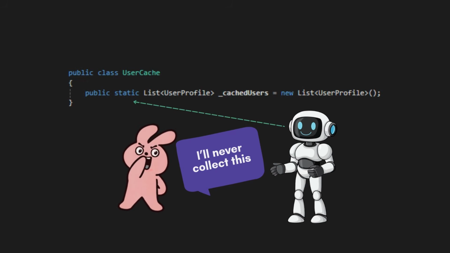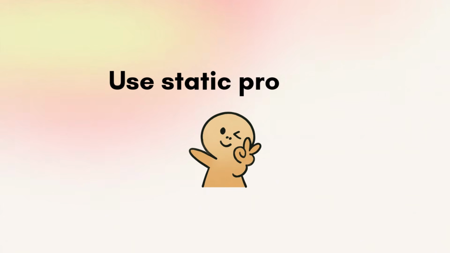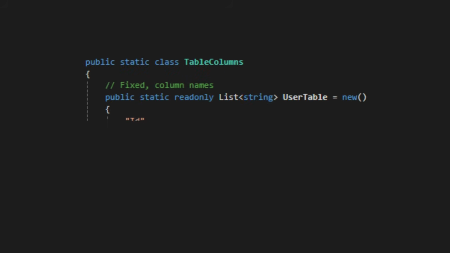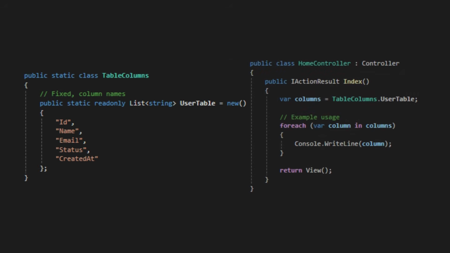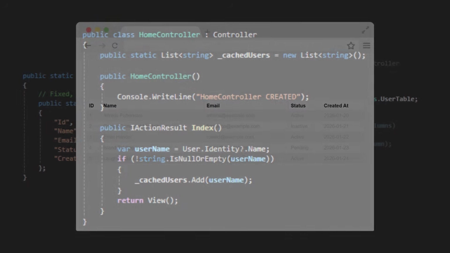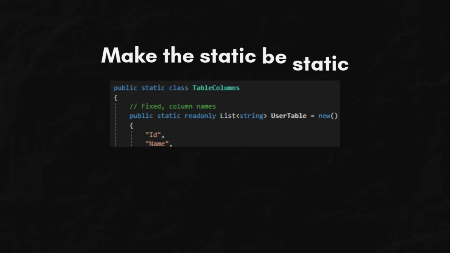So is static evil? Should we not use it? No, we just need to use it properly. Static is great for things that never change, like a list of 5 fixed table column names that you want to stay in the app and be shared with all users. Just don't use it to store data that grows endlessly. Make the static be static.